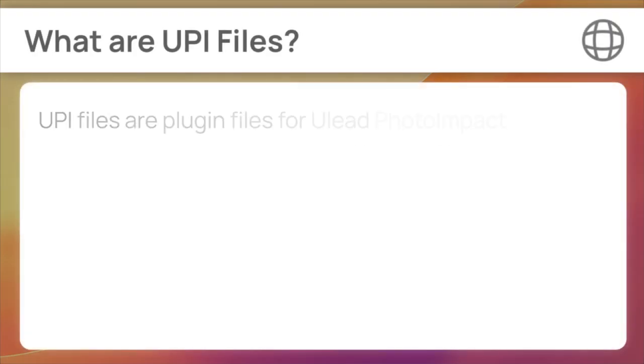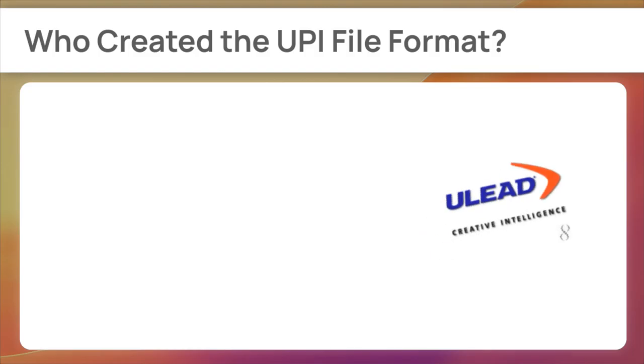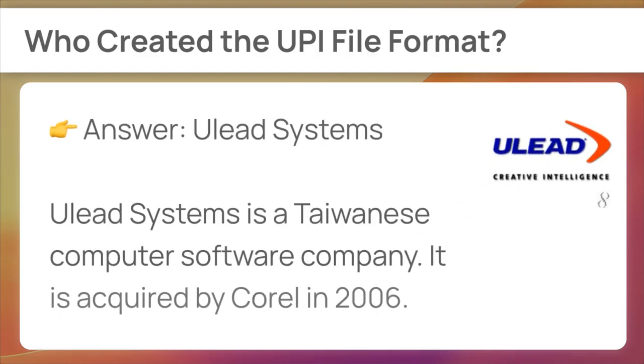UPI files are plugin files for Ulead PhotoImpact, a popular image editing application from the late 1990s and 2000s. They extend PhotoImpact with custom filters, effects tools, and automation features installed into the application's plugin directory to provide additional creative capabilities for photo editing.